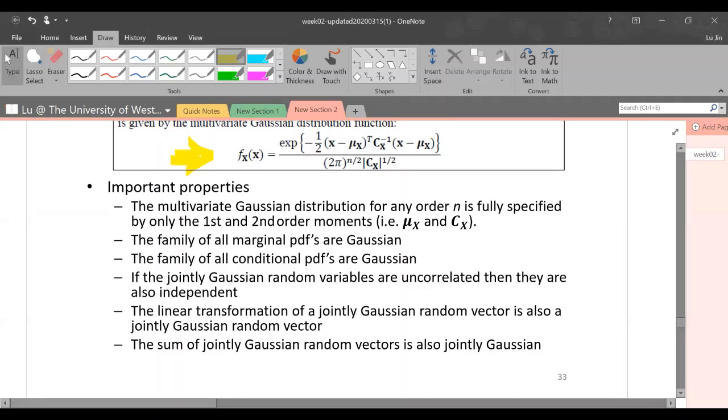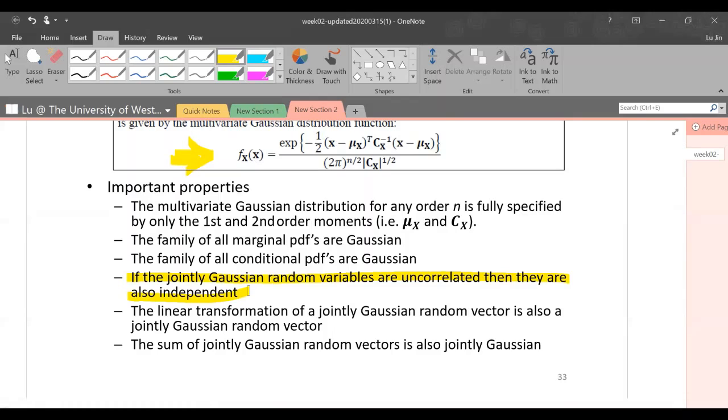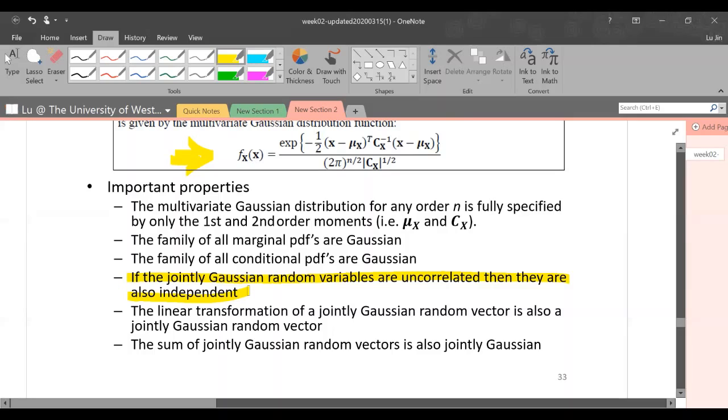So this is one important feature we are going to use in the future study. Please make sure you really know this one. Only for Gaussian type distribution, if they are uncorrelated, then they are independent. So we have said before, if they do not have linear relationship, then they don't have any relationships. This is true only for Gaussian distribution.